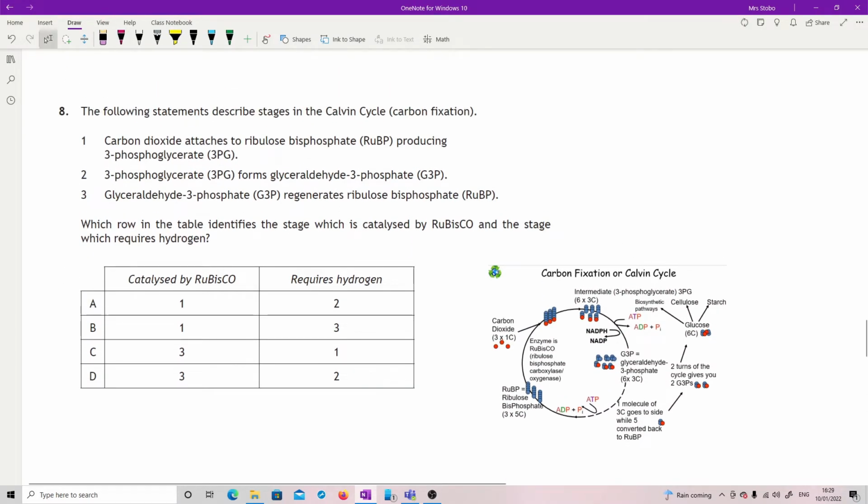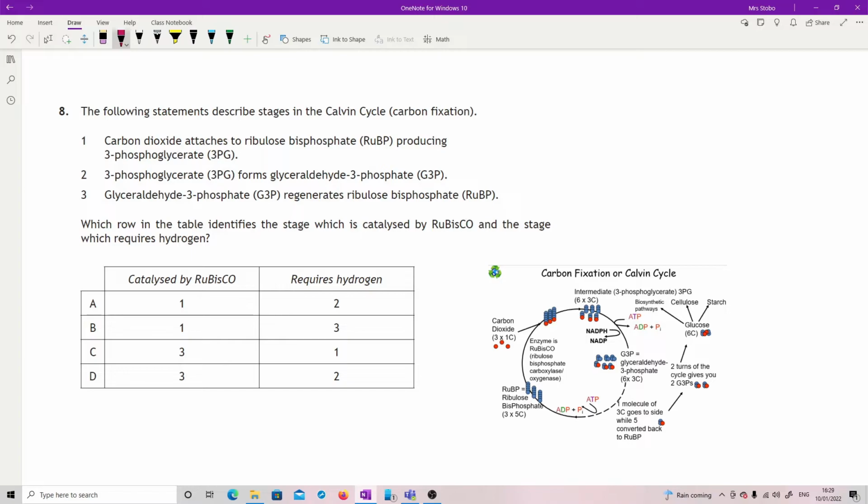Right, question 8. You'll notice I've pulled in a picture here for this one. The following statements describe stages in the Calvin cycle, so carbon fixation. I've just pulled out a screenshot of one of the slides from the whole photosynthesis presentation. But I would expect you to be able to pretty much do this from memory, because that's what it's asking you to do. Okay, so we've got carbon dioxide attaches to ribulose bisphosphate, producing 3-phosphoglycerate, or 3PG.